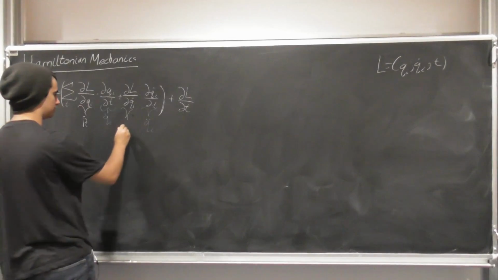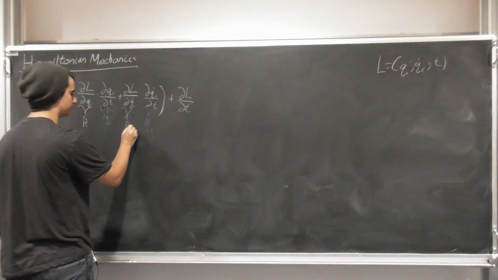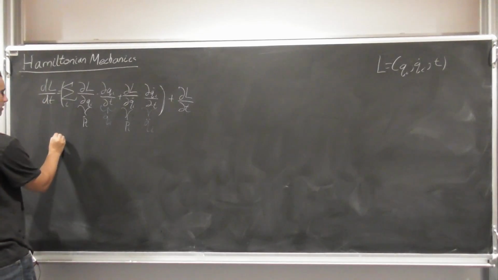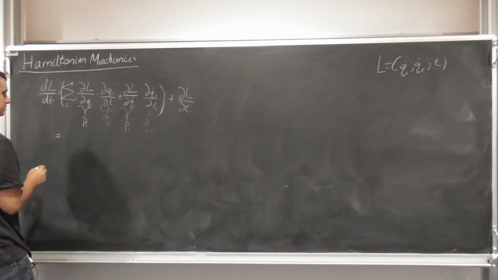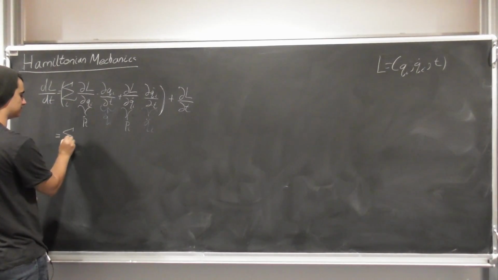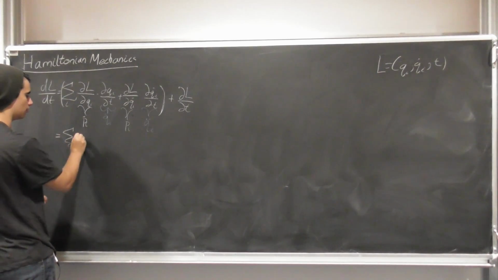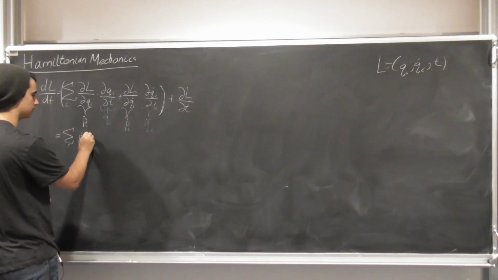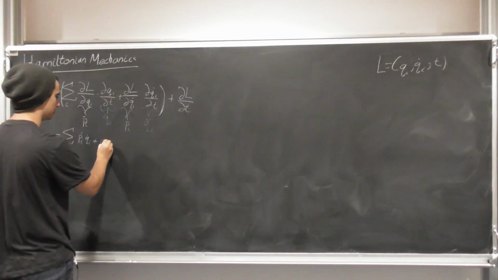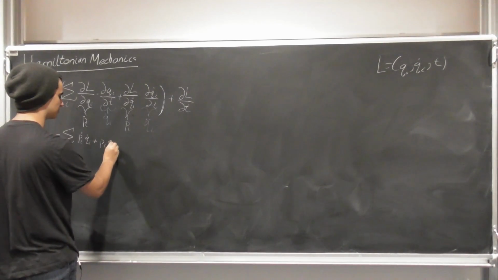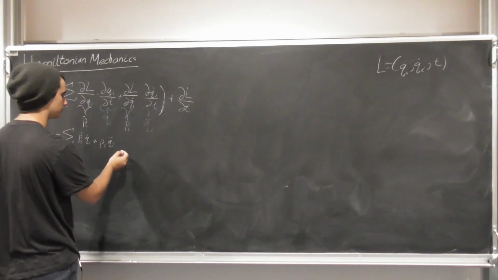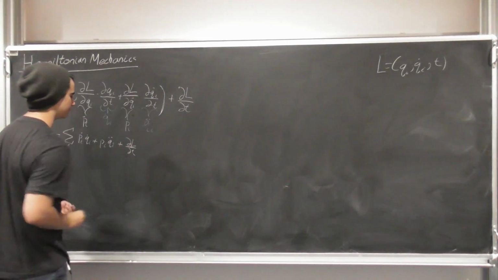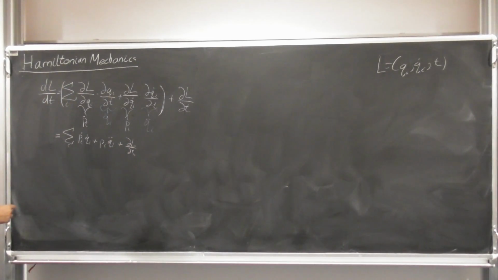And this will be our conjugate momentum p. Right, so now we can rewrite our derivative of the Lagrangian with respect to t as the sum over i of p sub i dot times q sub i dot plus p sub i times q sub i double dot, plus the partial derivative ∂L/∂t.